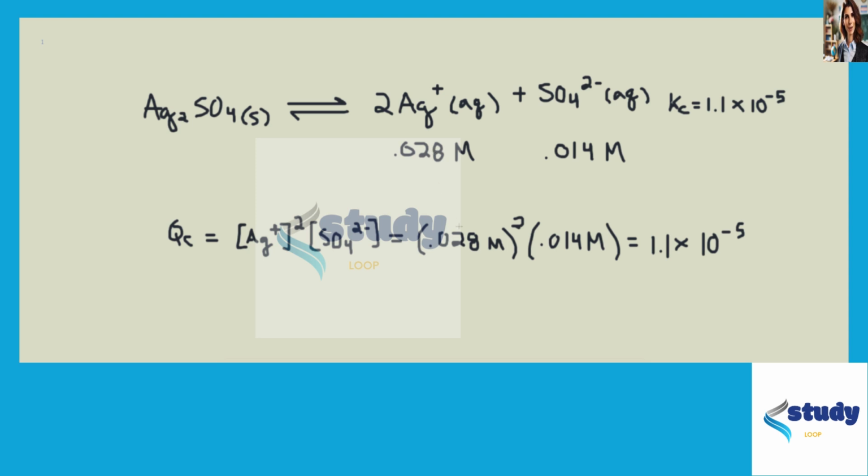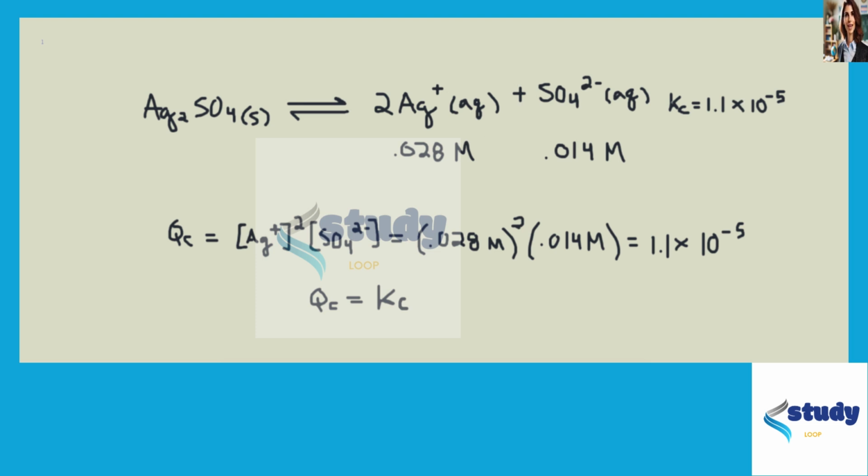So we can plug in our values, 0.028 molar for the concentration of silver, 0.014 for the concentration of sulfate. We solve, we get a reaction quotient of 1.1 times 10 to the negative fifth. That, you'll notice, is the same as the equilibrium constant. So we would say that Qc is equal to Kc. When the reaction quotient is equal to the equilibrium constant, we say that the reaction is already at equilibrium. And in the context of this question, that means that the solution is fully saturated with these ions.